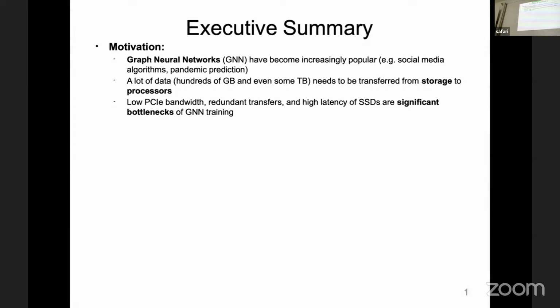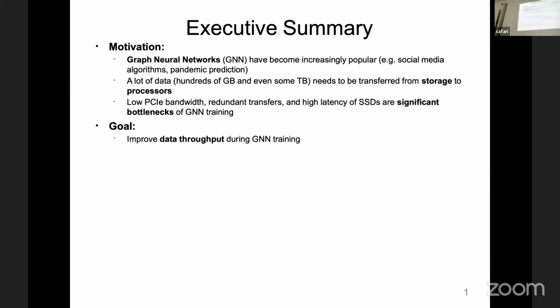For the motivation behind this work, graph neural networks, or GNN for short, which we'll be using for the rest of the slides, have been becoming more and more relevant in recent years, especially because of social media analysis or pandemic predictions. They work on huge data sets, which are getting larger by the year, and they have to deal with transfers between the host CPU and the storage. The issue here is that PCIe bandwidth is very small. A lot of transfers have to happen, and thus the data path is a huge bottleneck for GNN training.